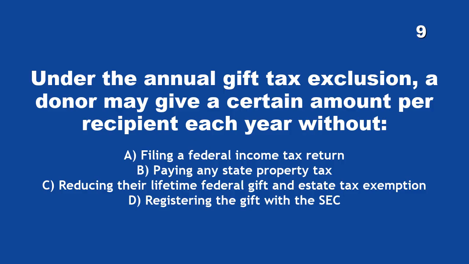Under the annual gift tax exclusion, a donor may give a certain amount per recipient each year without, Option A, filing a federal income tax return. Option B, paying any state property tax. Option C, reducing their lifetime federal gift and estate tax exemption. Option D, registering the gift with the SEC. The correct answer is C, reducing their lifetime federal gift and estate tax exemption.